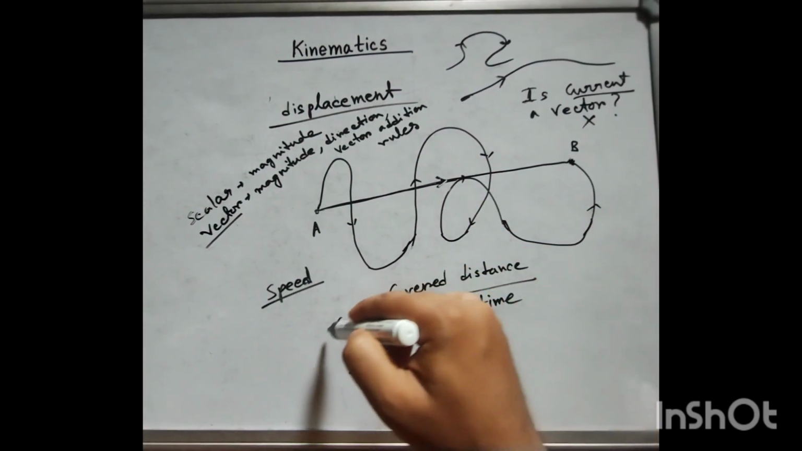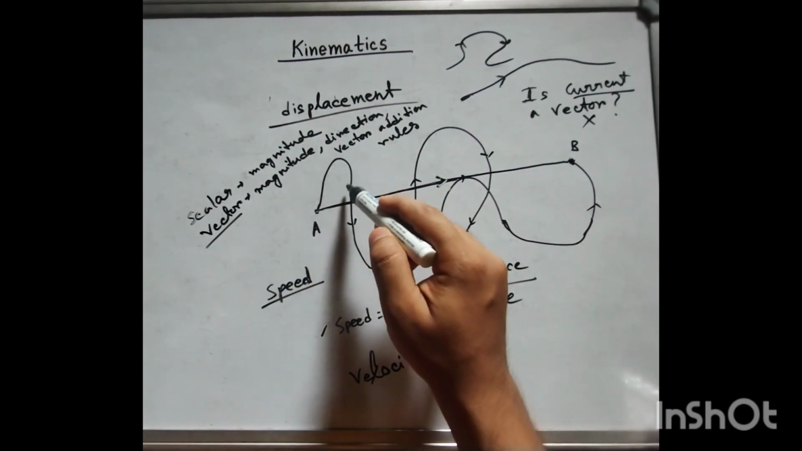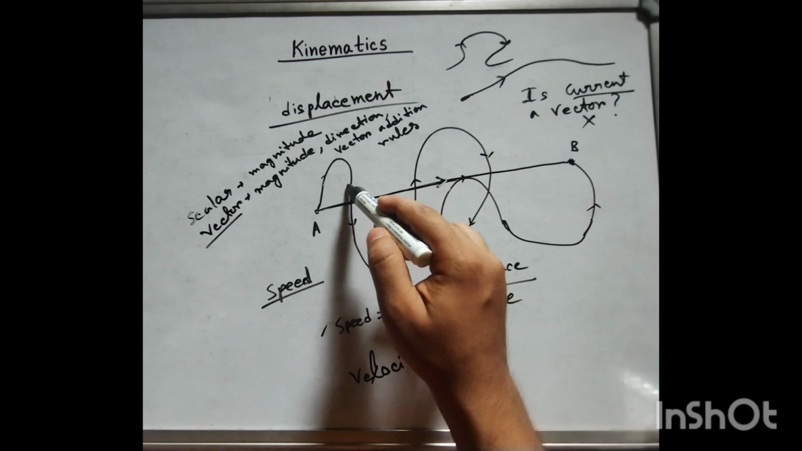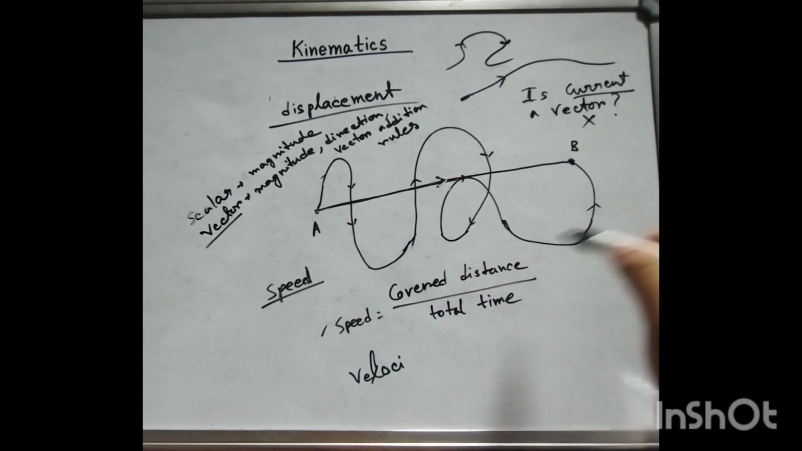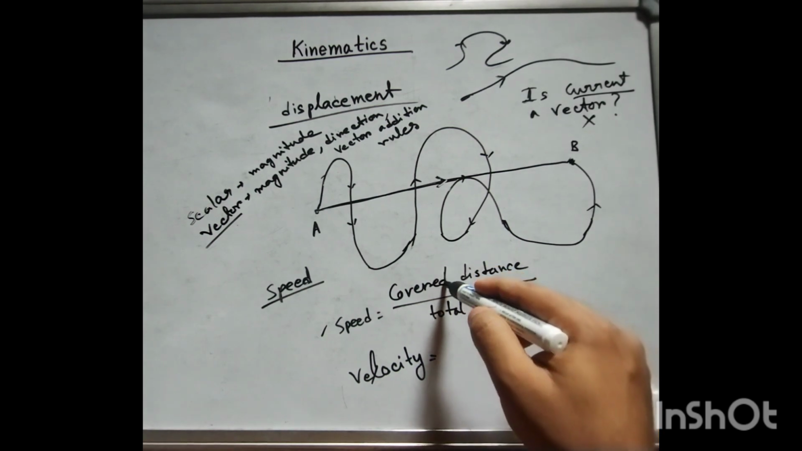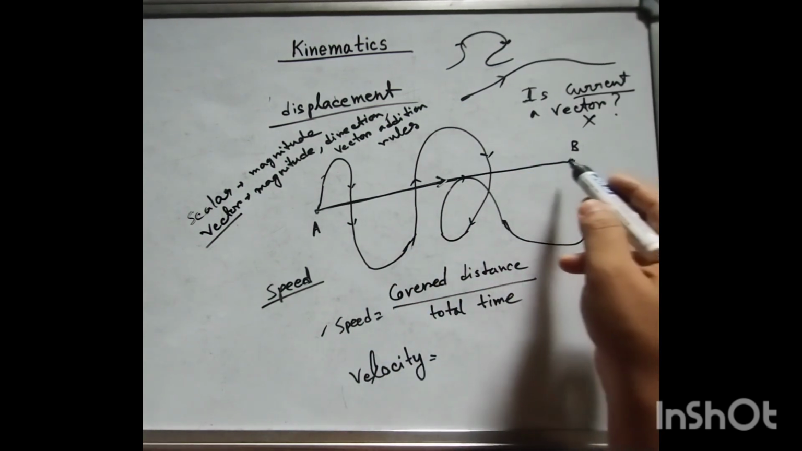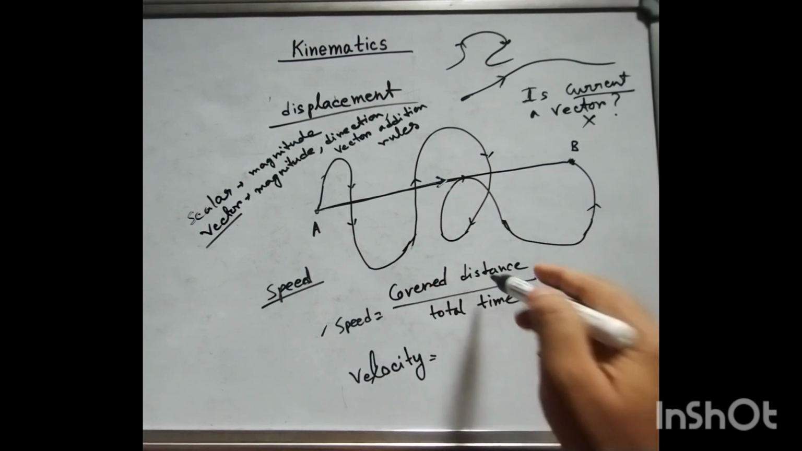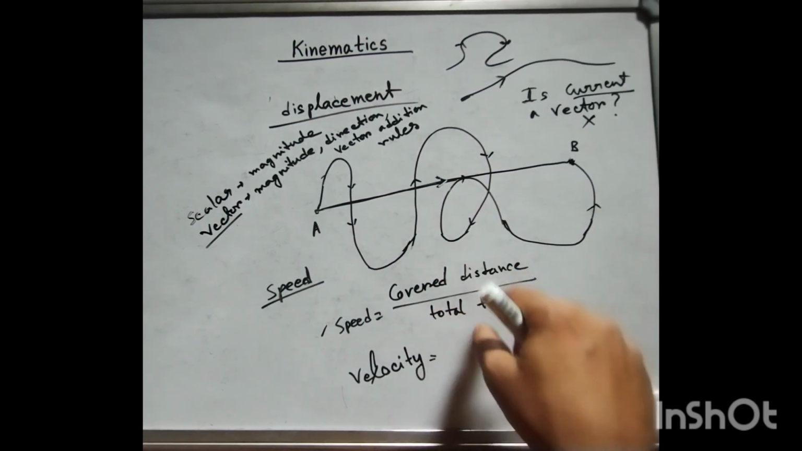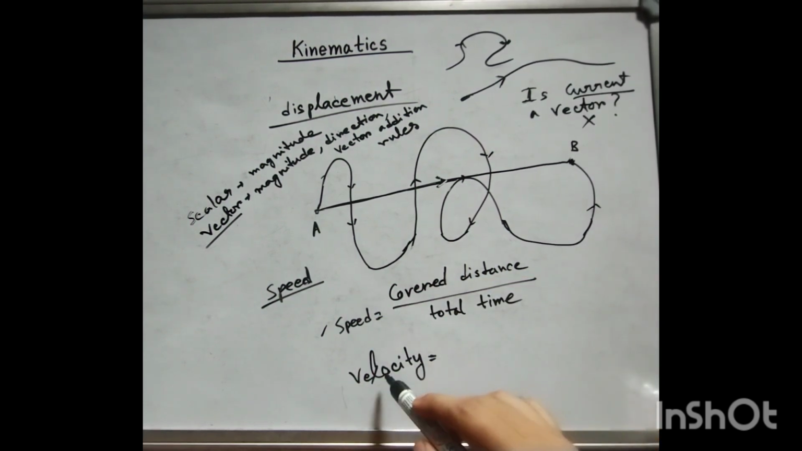Speed is a scalar. Why is it a scalar? Because it does not have a unique direction, the direction is changing at every point, so it is not a vector. It is just the measurement of the distance, it has just magnitude, so it is scalar, and time is also scalar, so speed is a scalar quantity.